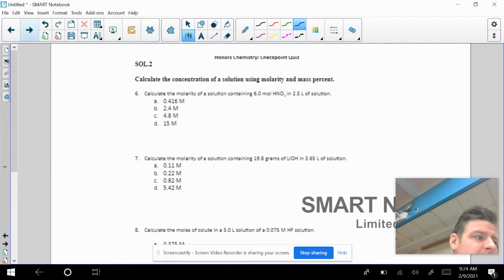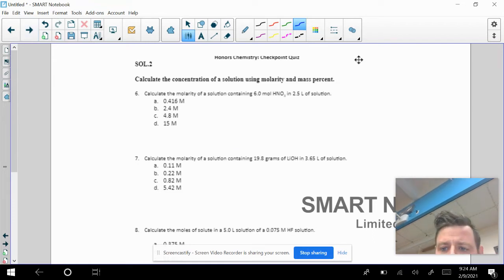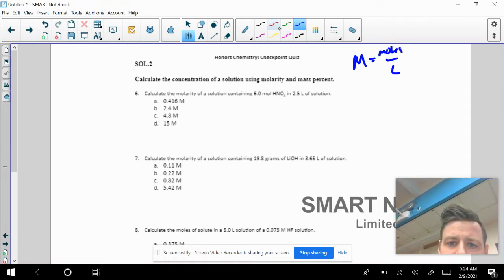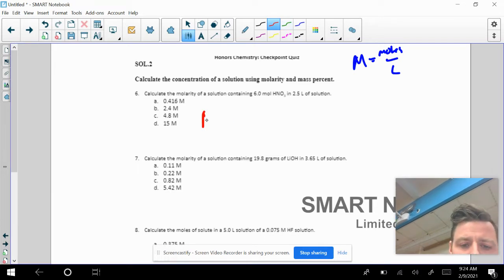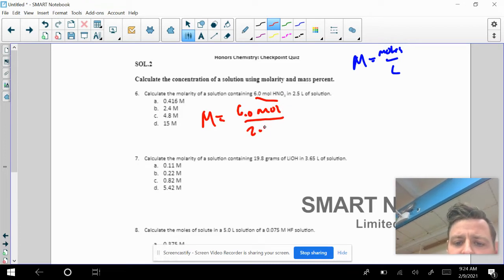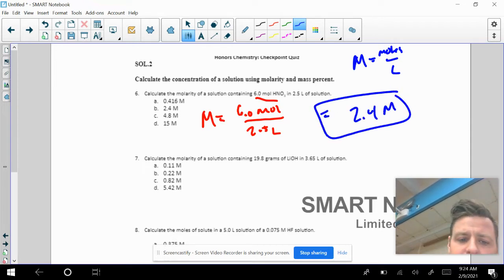Moving on to the next one, we have a little bit of math here. The first one is about molarity. Remember, it's got to be in moles and it's got to be in liters. Calculate the molarity of a 6.0 mole solution in 2.5 liters of water. With your math, 6.0 divided by 2.5 becomes 2.4 molar. We don't have to do any conversions because we're in moles and liters.